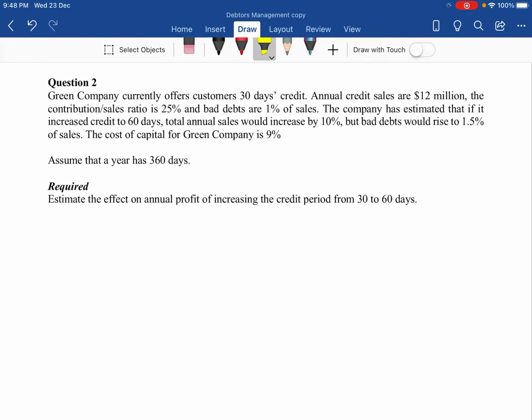Now let's look at question 2. In this one, we need to find and estimate the effect on annual profit of increasing the credit period from 30 to 60 days.